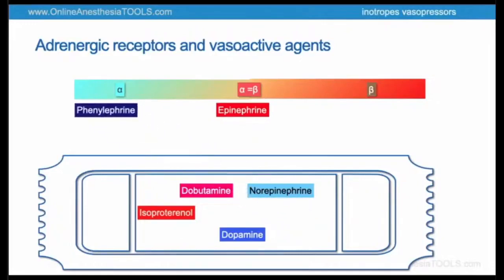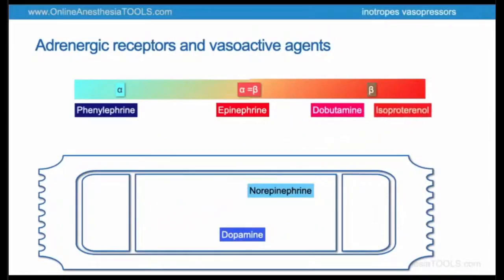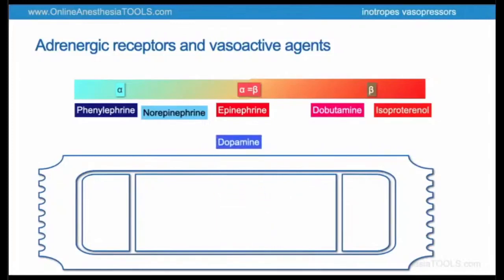When it comes to phenylephrine, it goes to the extreme alpha end. Dobutamine is towards the beta and predominantly it acts on the beta receptors. Isoproterenol is further on the beta side. Norepinephrine is more towards the alpha adrenergic receptor affinity and action. Dopamine is interesting because in lower doses, its actions are on dopamine receptors and beta adrenergic receptors, and in higher doses, it switches over to alpha adrenergic effects.